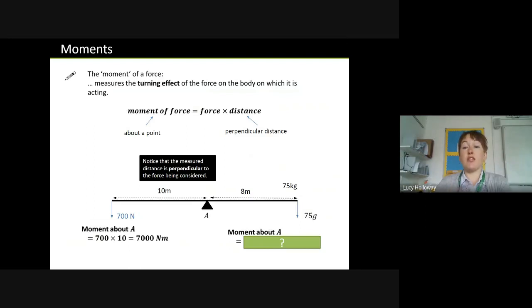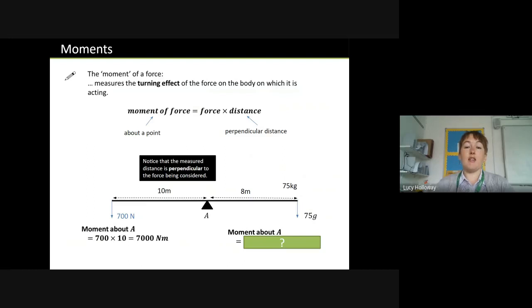So if you have a look at this example here, you've got a rod that's being balanced on a fixed point there at A. You've got more than half of the rod on the left-hand side and less than half of it on the right-hand side. And you've also got these forces acting on the rod. Maybe you've got a weight, someone sitting on each end of the rod. The force that's acting on the left-hand side is 700 newtons vertically downwards.